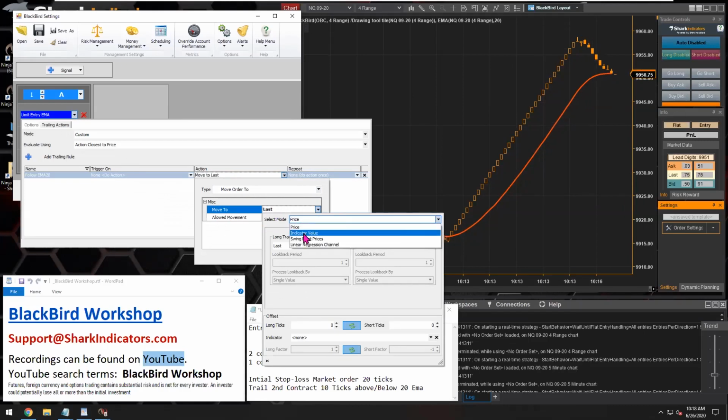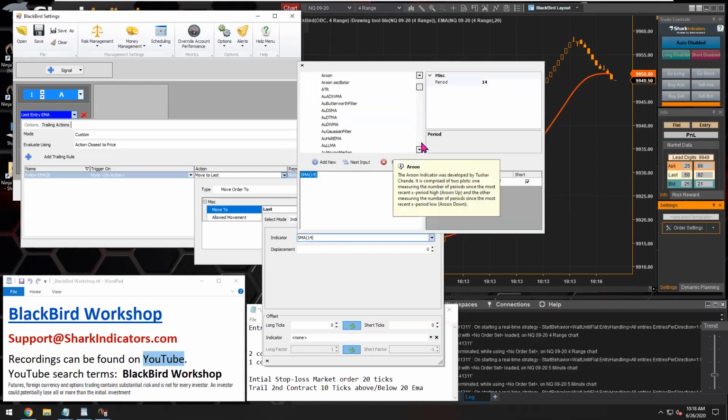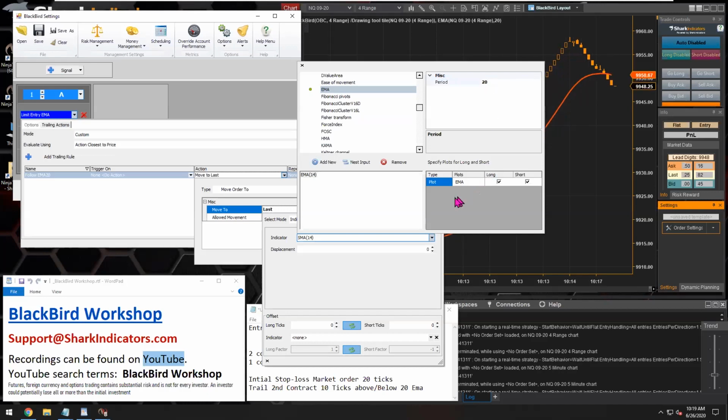We want to move it to an indicator value. So basically we're just going to set this menu up exactly the same as we did on the options tab for the initial placement. So let's go into the indicators and replace that with the EMA. And there's the EMA. And again, make sure it's a 20 period, like so.